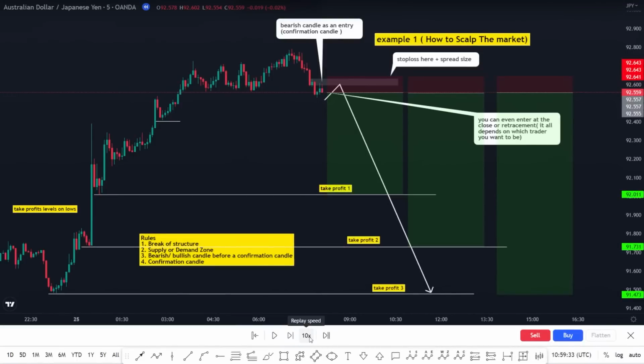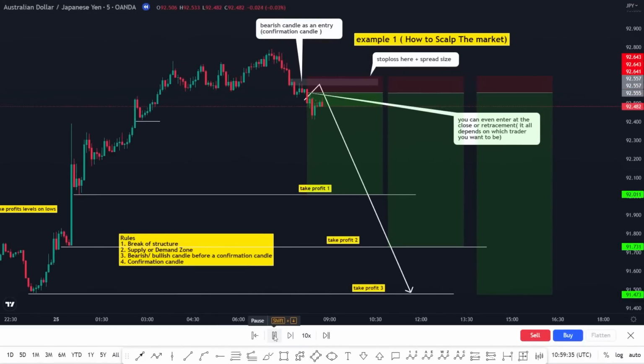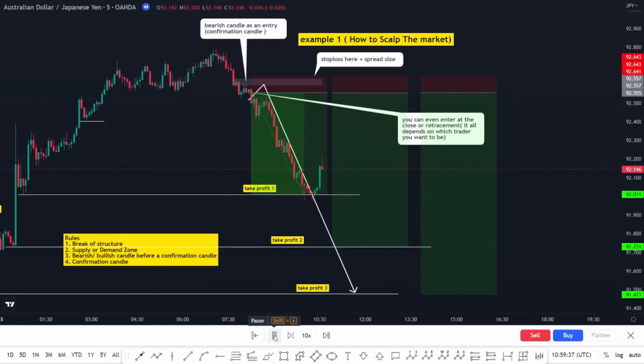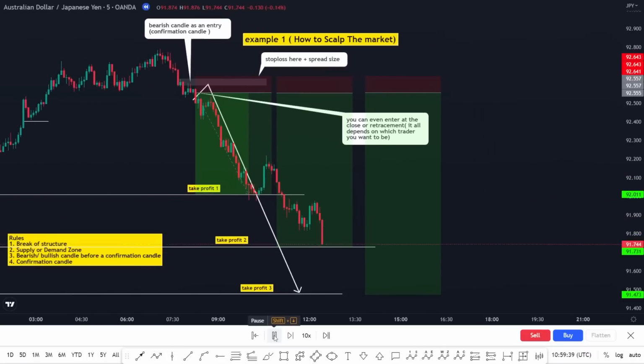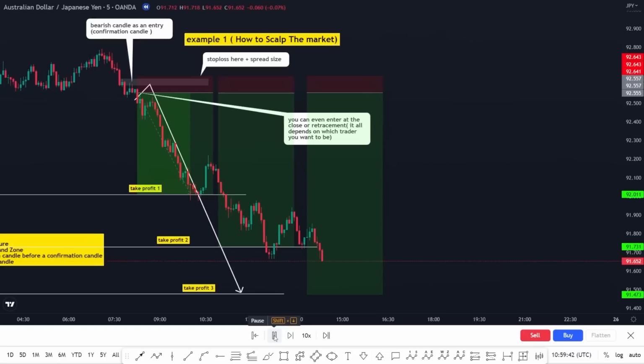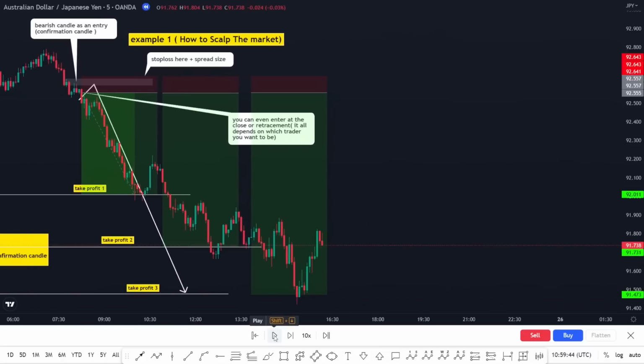Then the next step is just to hold the trade and leave it to hit your take profit. And we can see take profit 1 hit. And then we can also see all take profits hit. But it doesn't mean all your take profits will be hit every time.